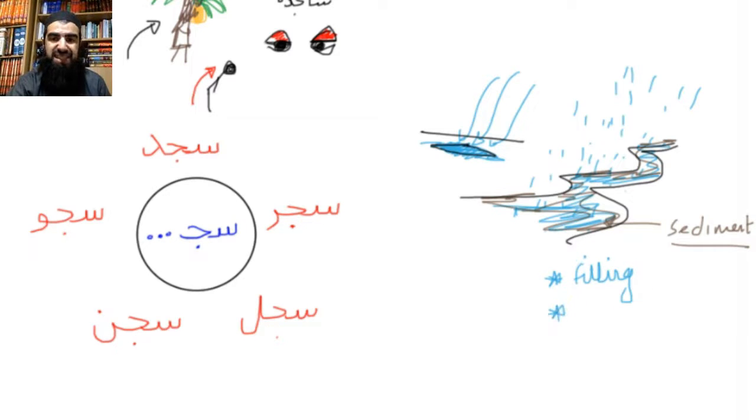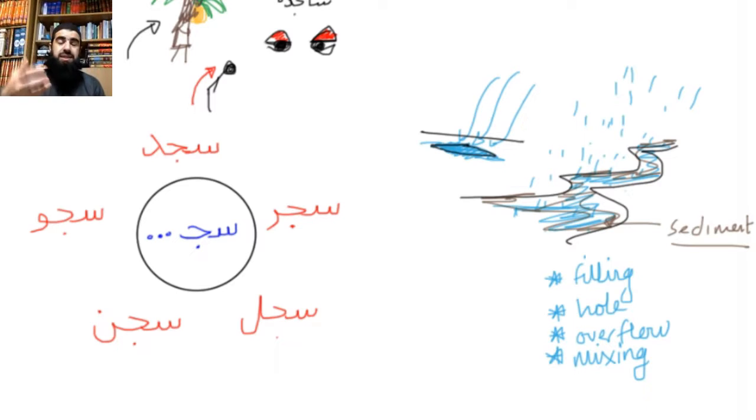Okay, what I get from this is filling up. So the word sajara has a meaning of filling. The meaning of a hole. So there's some sort of a ditch or a hole that's being filled up as well. You get the meaning of overflow as well, not just filling, but it overflows, just like we had the flood water. You also have the meaning of mixing. So there's mixing in there as well, just like the milk was mixing in with the water. Do you get what I mean?